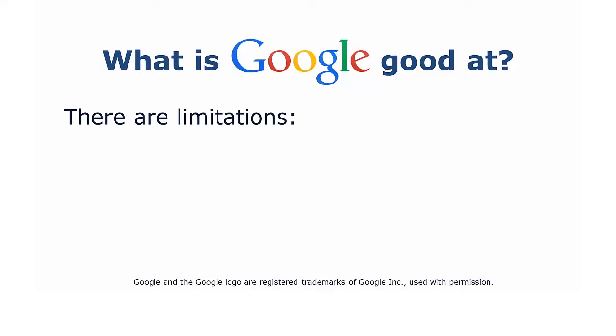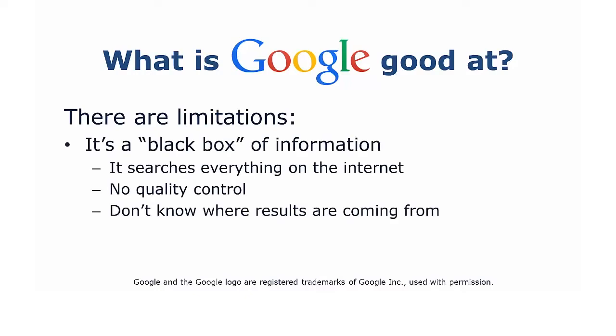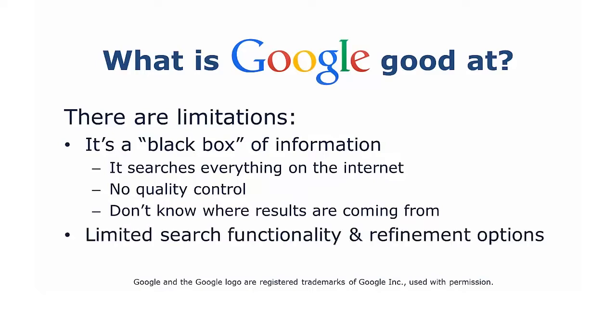There are limitations to using Google. It's a black box of information. It searches everything on the internet, providing no quality control. You don't know where results are coming from. And there is limited search functionality and refinement options.